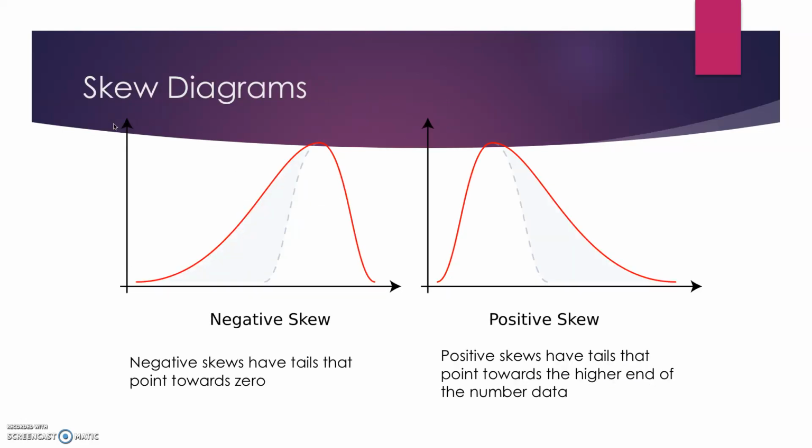Now we move on to skew diagrams, but this will be quite brief. So skew diagrams are typically used when the data set isn't normally distributed. Skews that have extreme values towards a positive end have tails that point towards that end, and these are positive skews. However, if the extreme values are at the negative end of the distribution, they will have the tail point towards the negative end, giving negative skews.